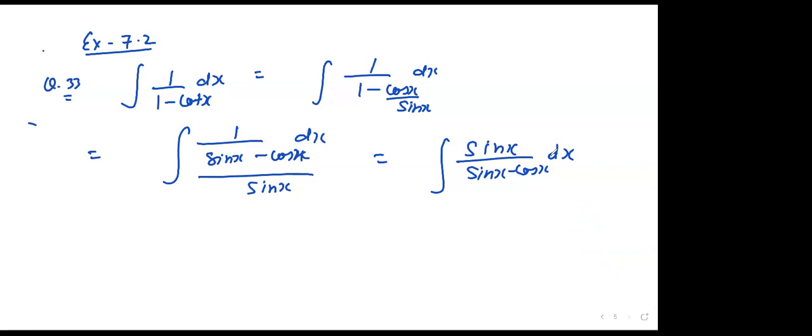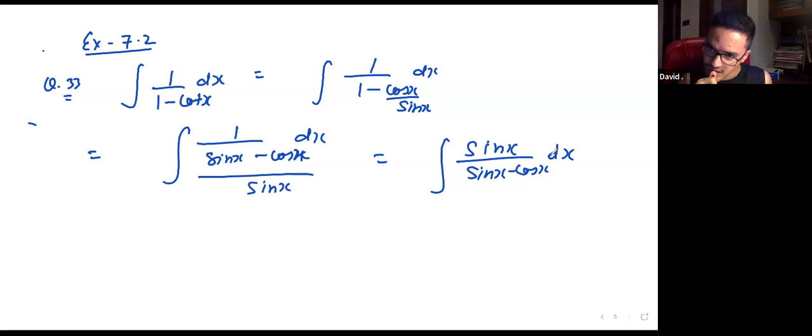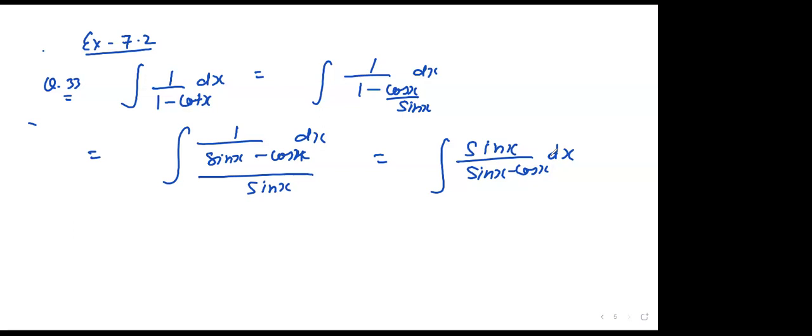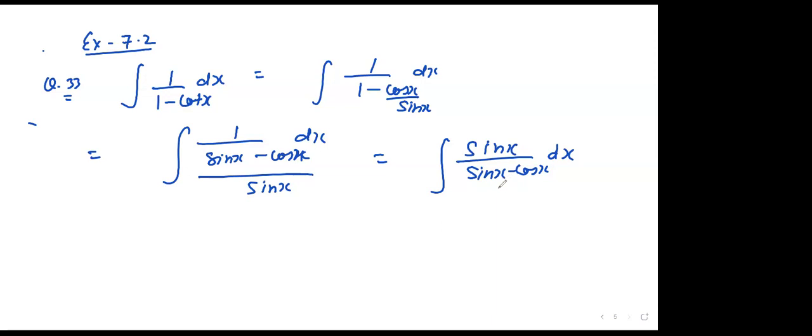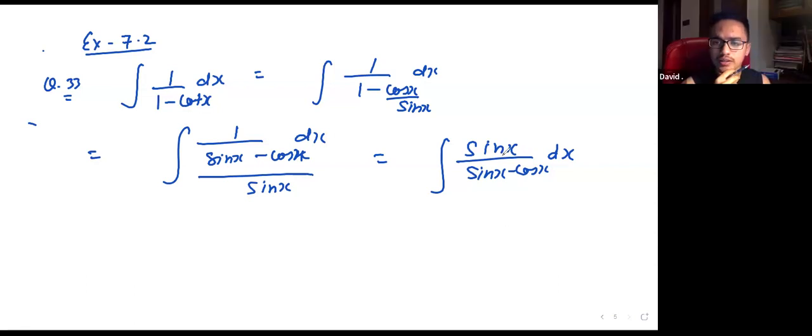How will you do it? What will be the thinking process? I just give you an idea. See, whenever we have sine x minus cos x or sine x plus cos x in the denominator, we try to bring, if we have sine x minus cos x, we try to bring sine x plus cos x in the numerator. If we have sine x plus cos x in the denominator, we try to bring sine x minus cos x in the numerator.